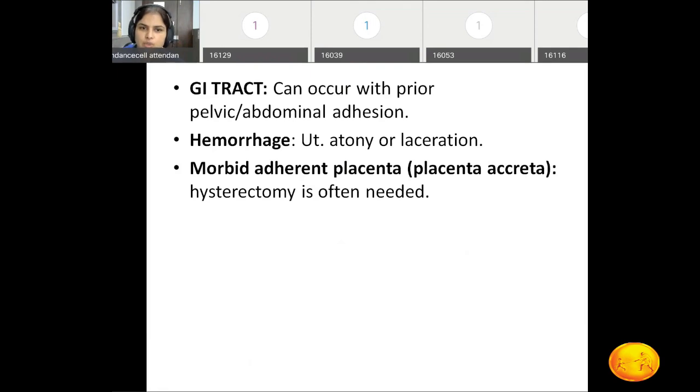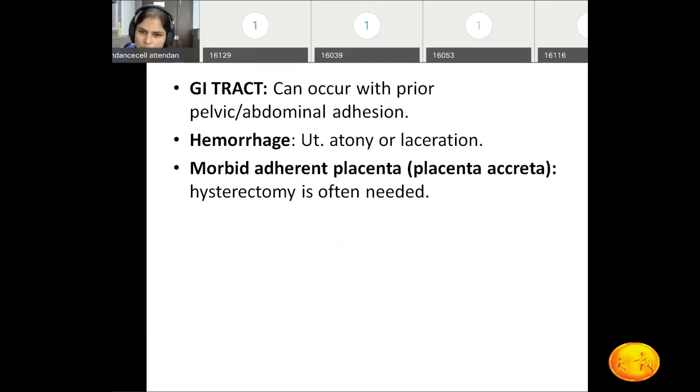Now, GI tract injuries are very rare, more common with previous cesarean section patients, like patients who have had a past history of abdominal surgeries. In them, if there are adhesions, then only it is likely that the bowel comes and adheres to the upper part of the anterior abdominal wall. So that time only there will be chances of GI tract injuries.